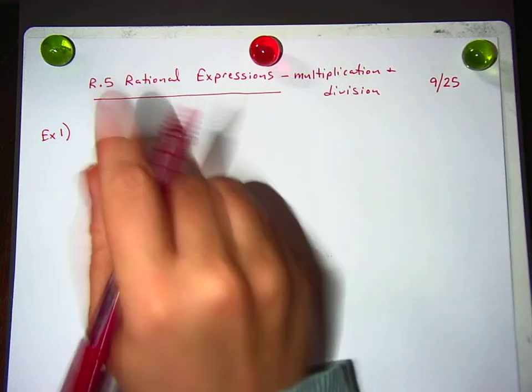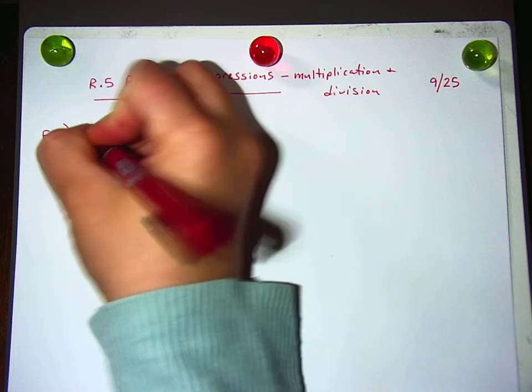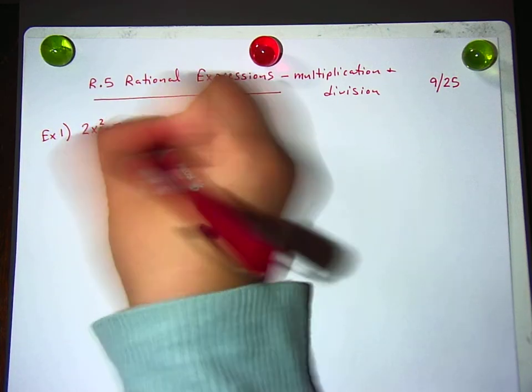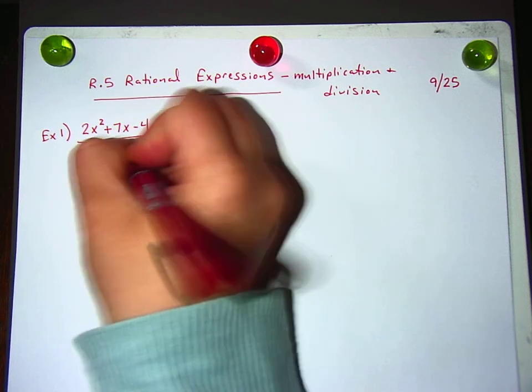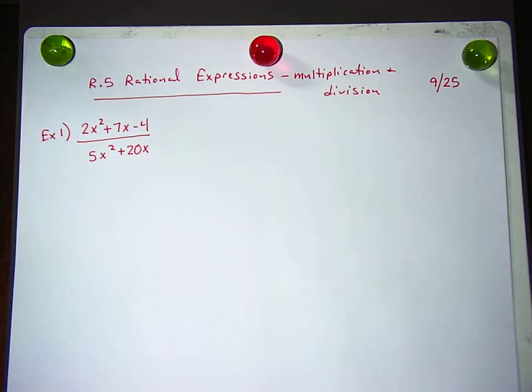Okay, so today we're talking about rational expressions, multiplication, and division. I'm going to go kind of fast, so feel free to pause the video at any point you need to. So basically what we're doing today is we're factoring tops and bottoms of equations and then canceling things out.